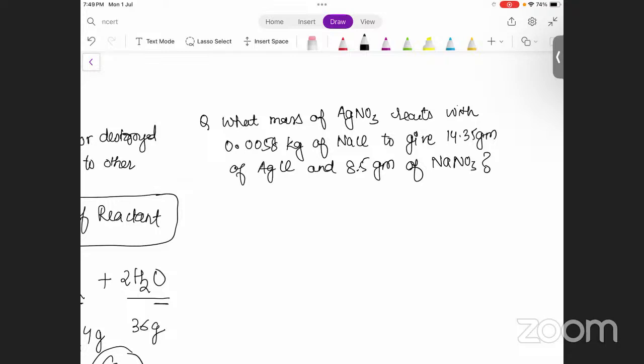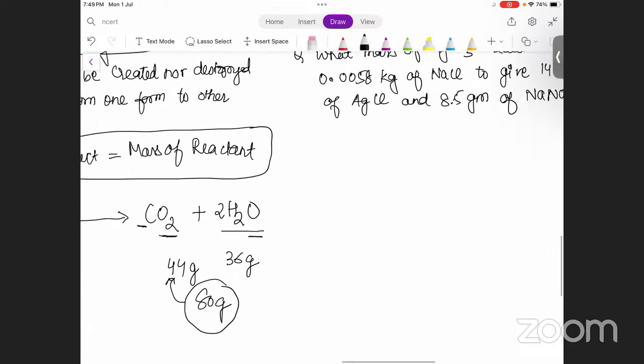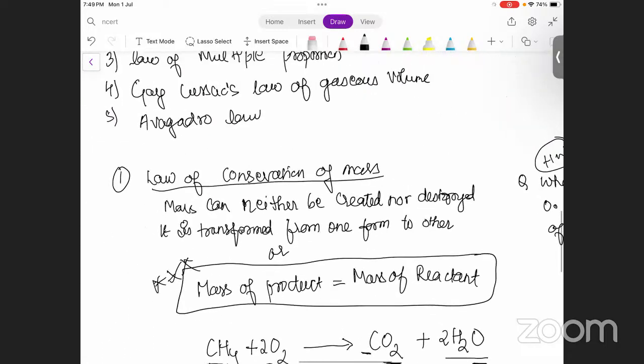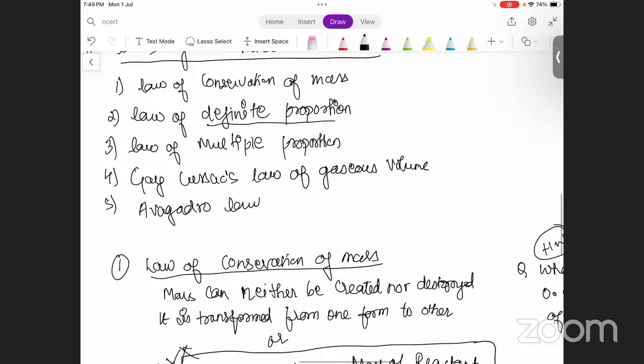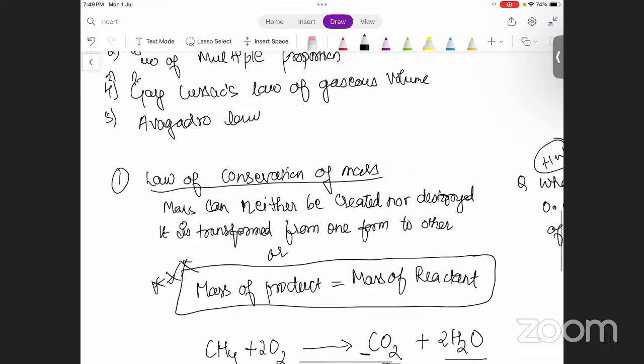So yes, you have to do this problem and we'll see what the answers are. So this is your homework and you have to solve this problem. This is also a very simple and basic problem. So I hope you all will be able to do it. Now with this, let's move on to the next law, which is the law of definite proportion.